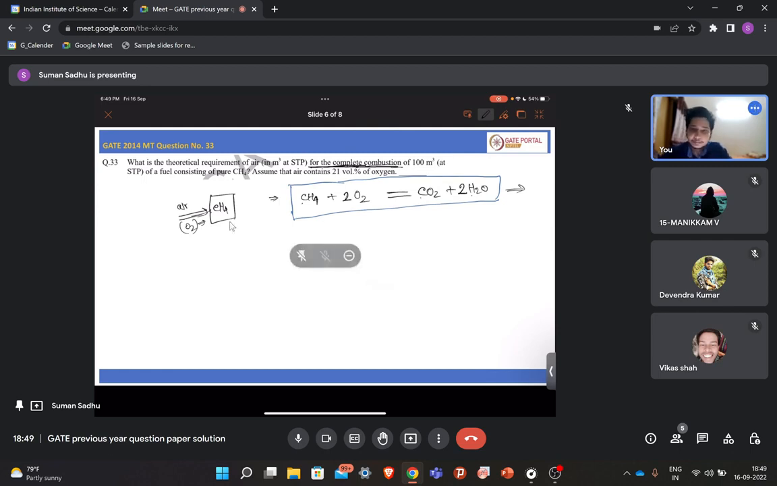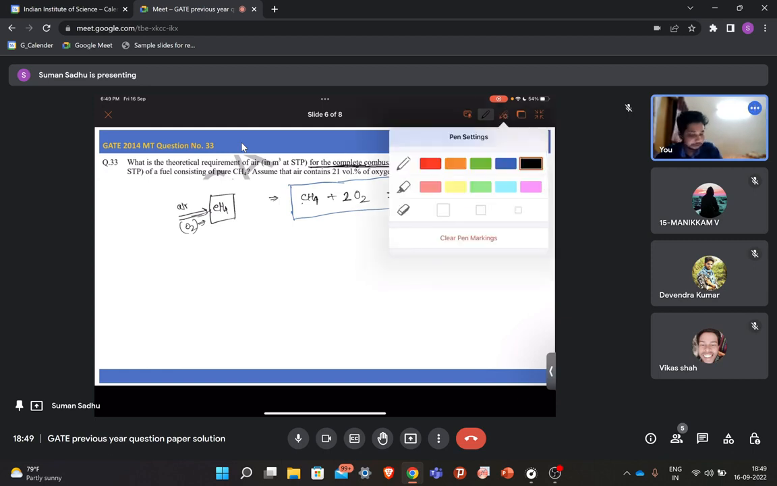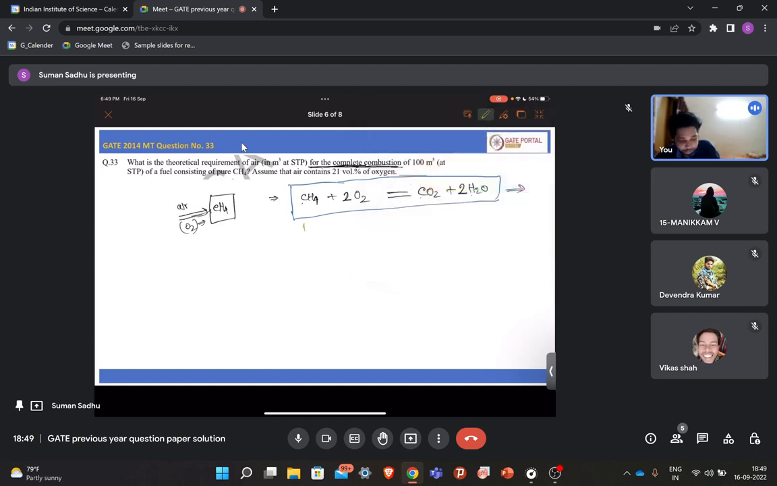Now we have to find out how much air is needed. That air is basically giving the supply of oxygen. So for that, we first have to find out how much oxygen is required for the complete combustion. We can see from here that 1 mole of methane is reacting with 2 moles of oxygen, right?